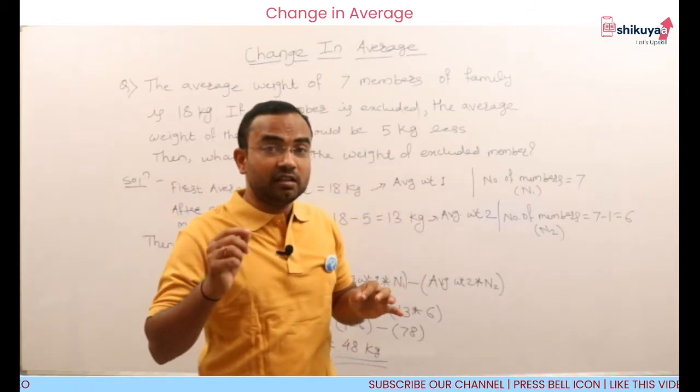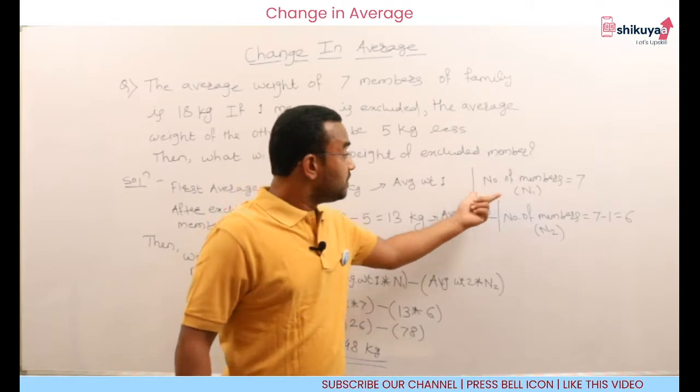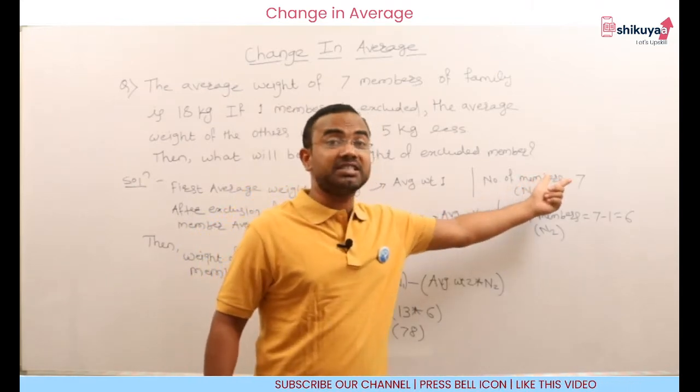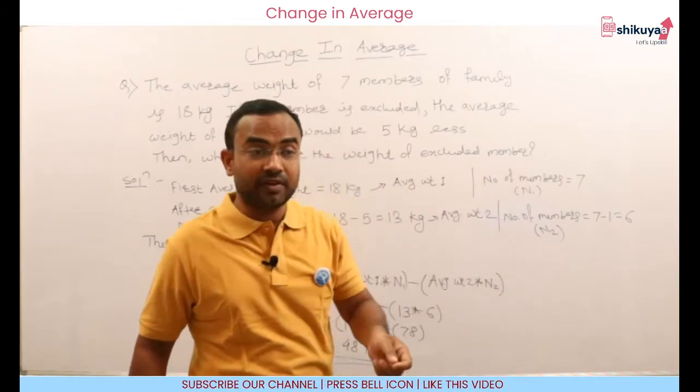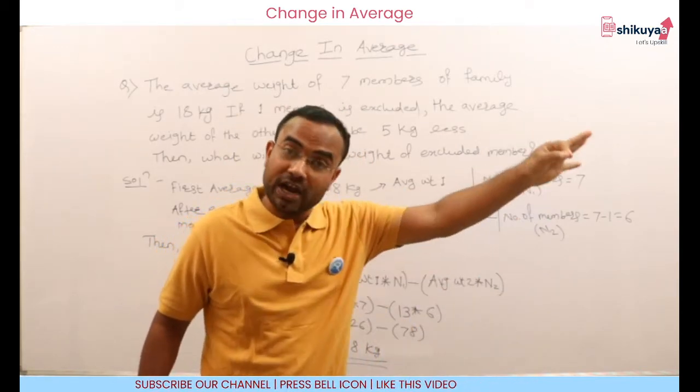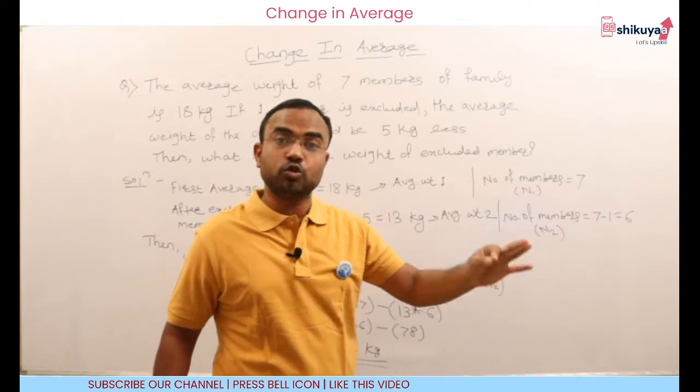While calculating the first average weight, the number of members at that time is 7. We have named it N1, so N1 is equal to 7. Average weight 1 equals 18 and N1 equals 7.